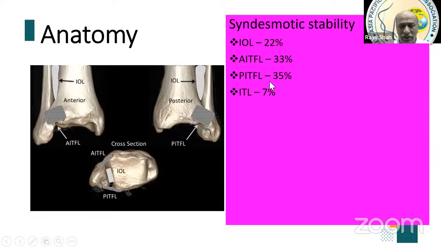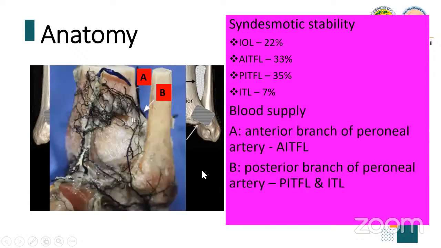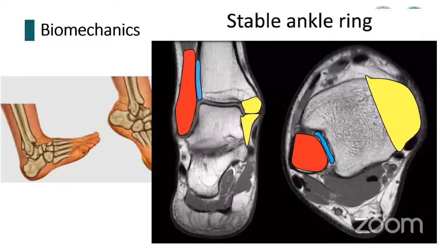PITFL contributes 35% and the interosseous membrane 22%. So when you have a syndesmotic injury, you have the AITFL torn and the interosseous membrane torn, so you lose 55% of the stability. PITFL is very rarely torn, but if it is torn with a small fragment, then you lose a lot of syndesmotic stability. Okay, blood supply. Okay, we know this. I will rush through.